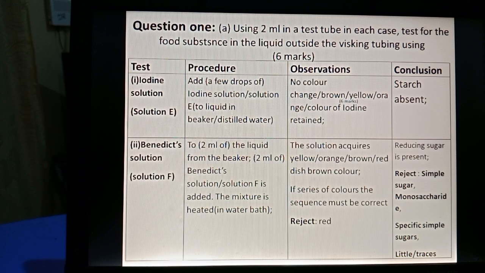So reducing sugar is present, but reject if somebody says simple sugar, all right, or monosaccharide, or specific simple sugars, or little or traces of simple sugar. Why do you ignore simple sugar? There are other sugars which are simple, but they are not reducing sugars.